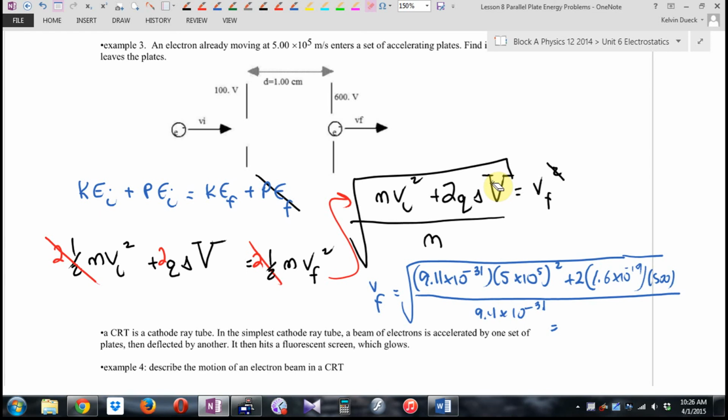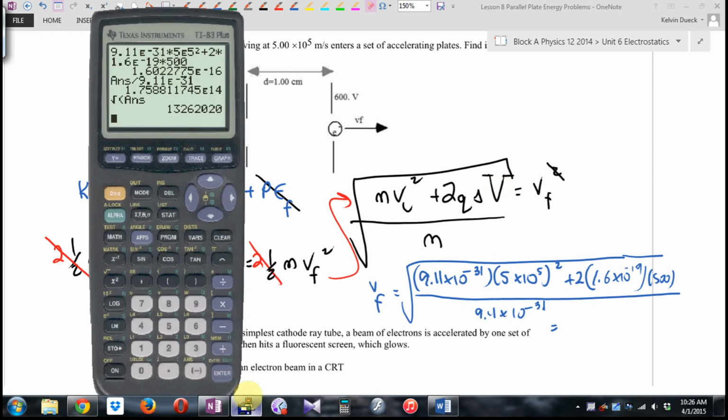Sorry, what? Oh. I got 1.33 times 10 to the 7th.